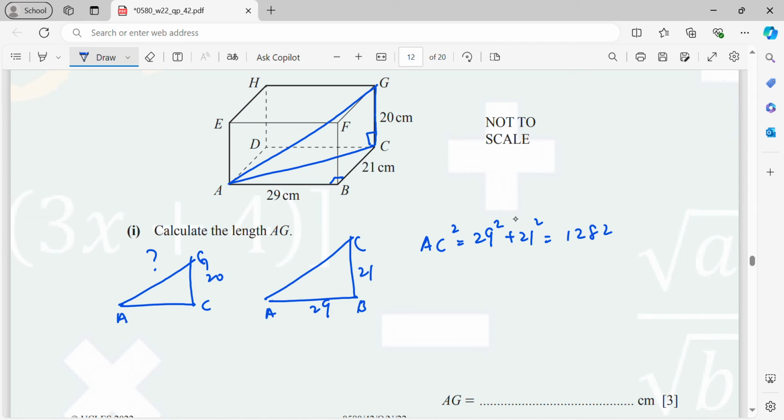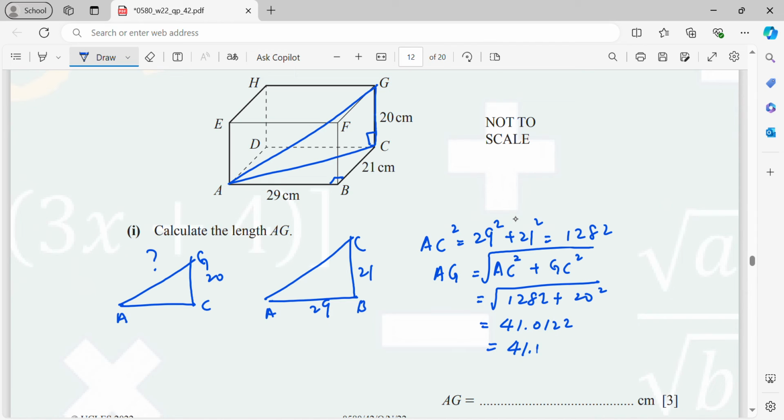So now I know that my AG squared equals to AC squared plus GC squared, or probably my AG is just a square root of the sum of the two squares. So square root of AC squared is 1282, GC squared is 20 squared. Therefore, from here, you will be getting 41.0122. That means it is 41.0. That is my AG.